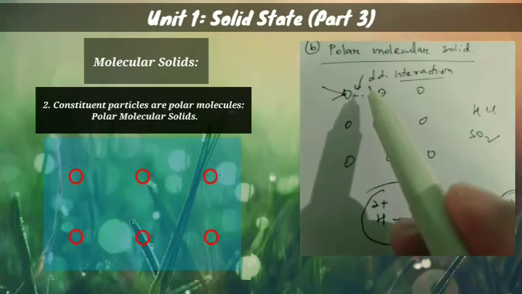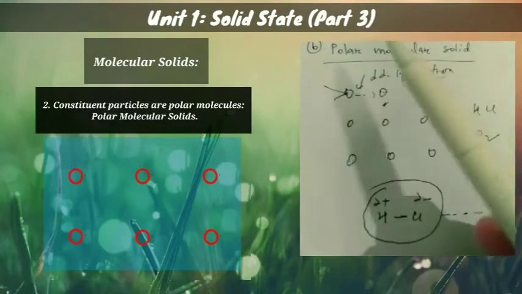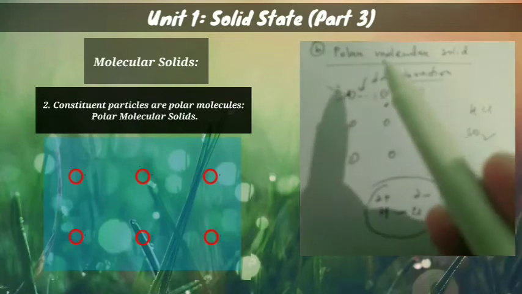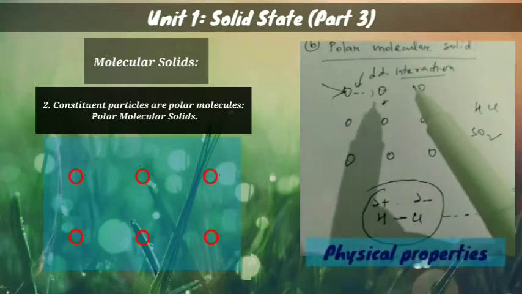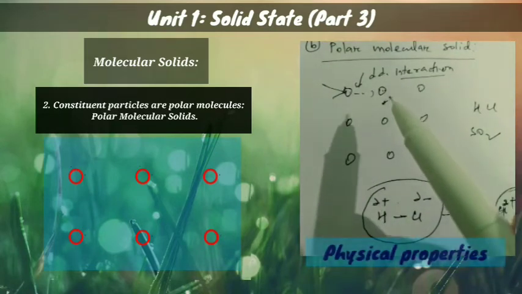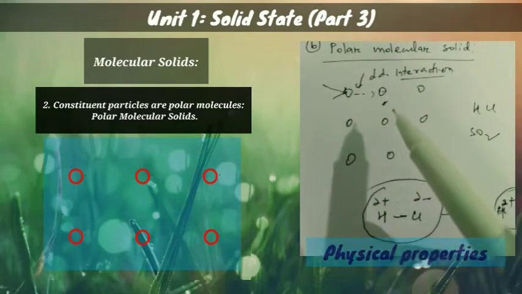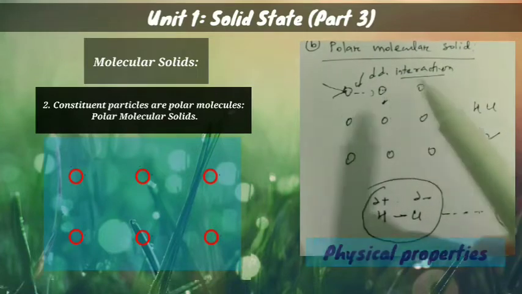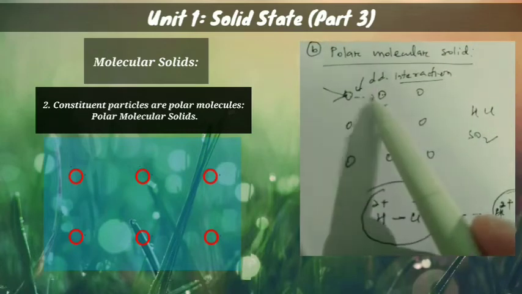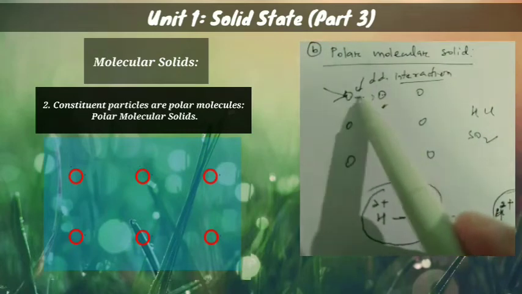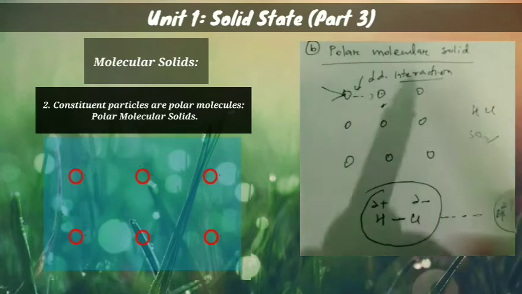If you go to the physical properties of polar molecular solids, these solids also exhibit softness, that means they are soft in nature. The second point is they are non-conductors, because there are no free electrons to conduct electricity. The third point is the melting point, which is slightly higher than that of non-polar molecular solids, because the intermolecular force of attraction is higher than in non-polar molecules.